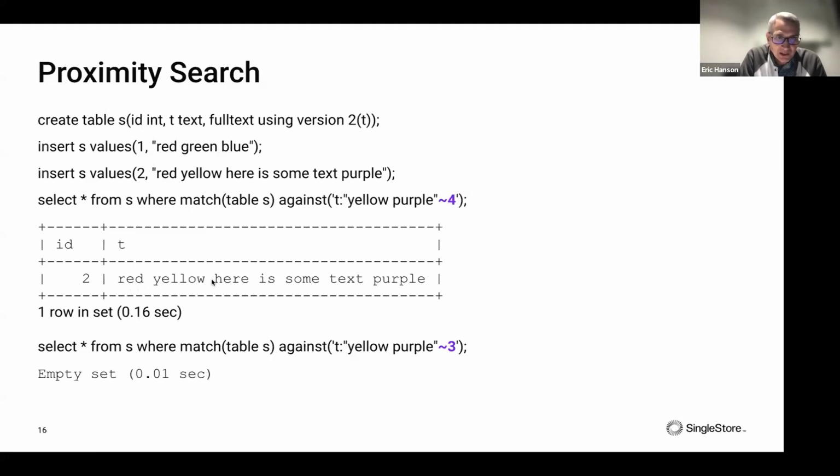So it found red, yellow, here are some text purple, because there's only 4 words between yellow and purple. But the next one down at the bottom, we do a proximity search with ~3, and that means find stuff that's no more than 3 words apart. But yellow and purple are 4 words apart, so there's no results output. The empty set is output. So it shows you the meaning of this. If you want to find words that are pretty close together, but within some specified distance, this is how you do it.